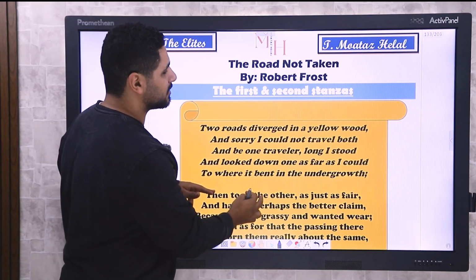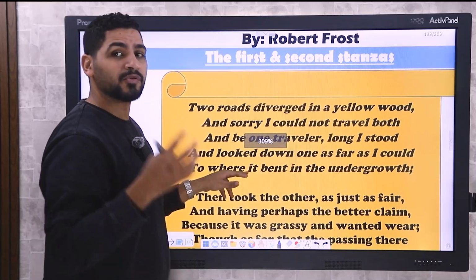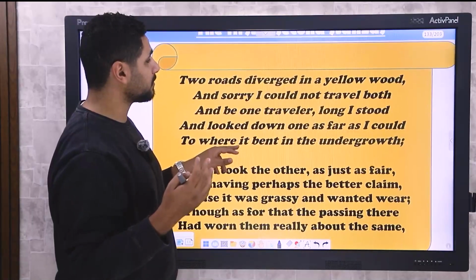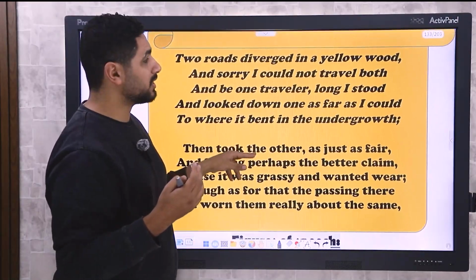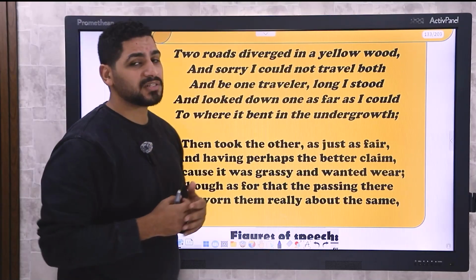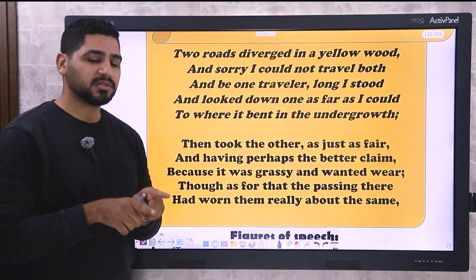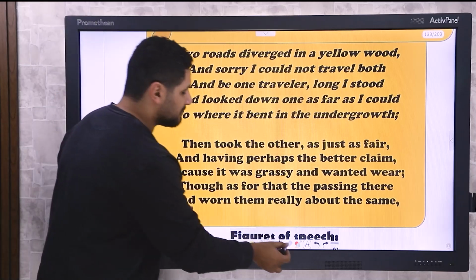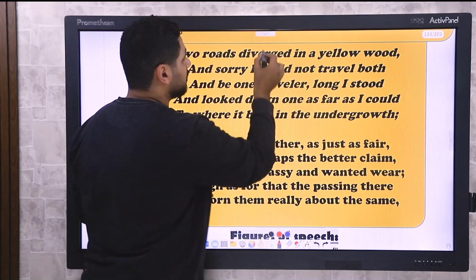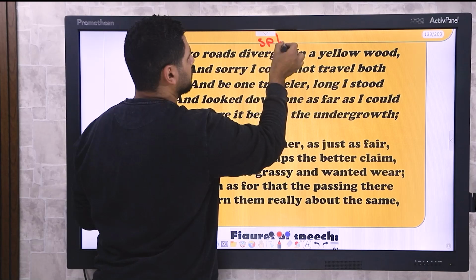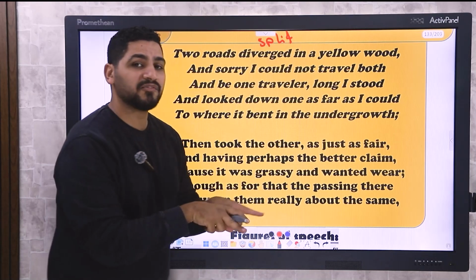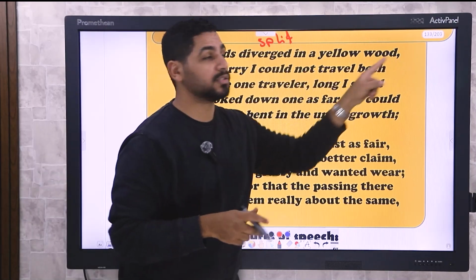Let's see what he has. Actually, it's made of 4 stanzas. These are the first 2. We will explain them together. In the first line, he says, two roads diverged. Diverged means split. Two roads diverged in a yellow wood.